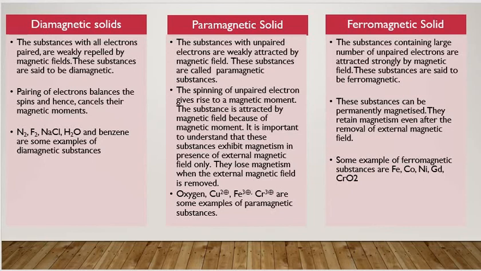And now the last, ferromagnetic substance or ferromagnetic solid. The substances contain a large number of unpaired electrons and are attracted strongly by the magnetic field. These substances are called ferromagnetic. The substances can be permanently magnetized. They retain magnetism even after the removal of the external magnetic field. Some examples are iron, cobalt, nickel, gadolinium, and chromium dioxide. So this is all about magnetic properties of solids.